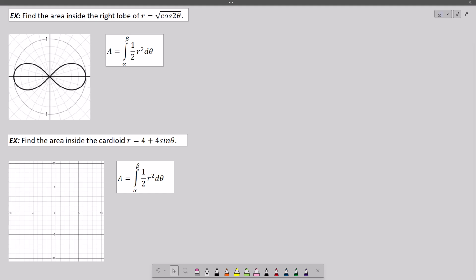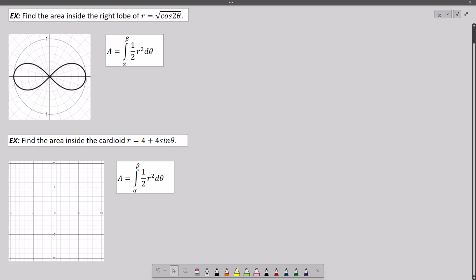Sometimes, if this graph, let's just say the whole thing is graphed from 0 to 2 pi, you can just integrate blindly from 0 to 2 pi and you'll get the whole area. But other times things will start canceling each other out because you have those negative r values. Things can get weird. So the best rule of thumb is to use maximum symmetry.